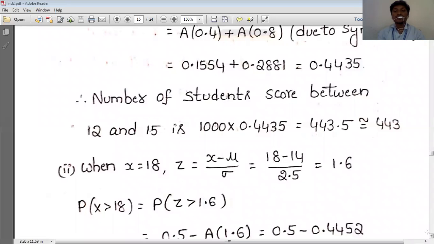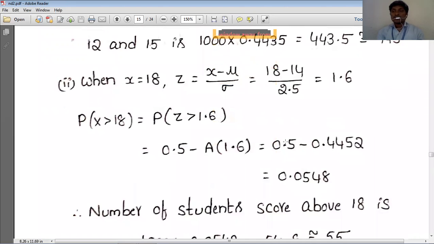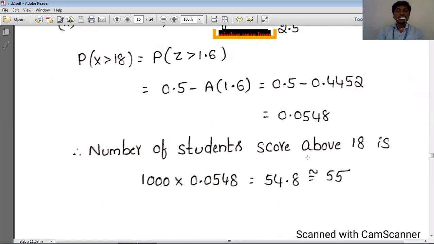Here z1, what we got here, is greater than 0. So in that case the formula is 0.5 minus area of 1.6. So we substitute the tabular value from the normal table. And we require the students. So 55 students got more than 18 out of 1000 students. Okay.